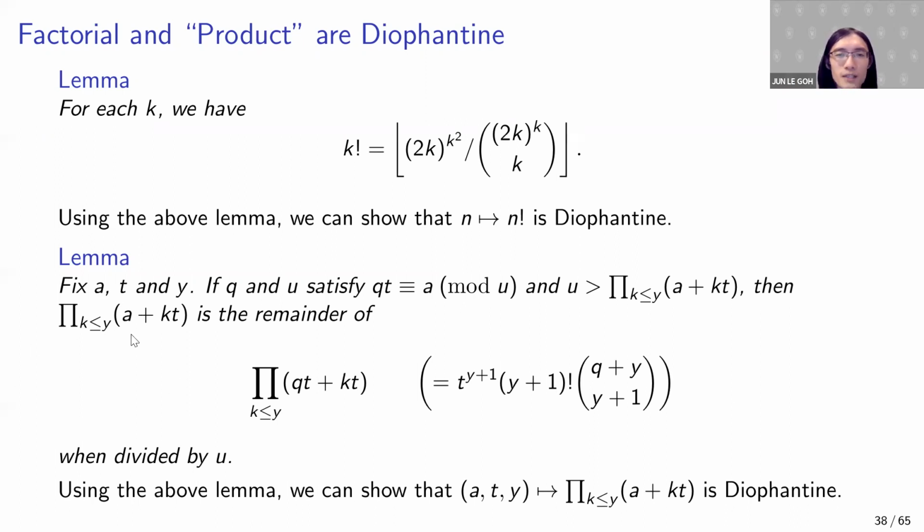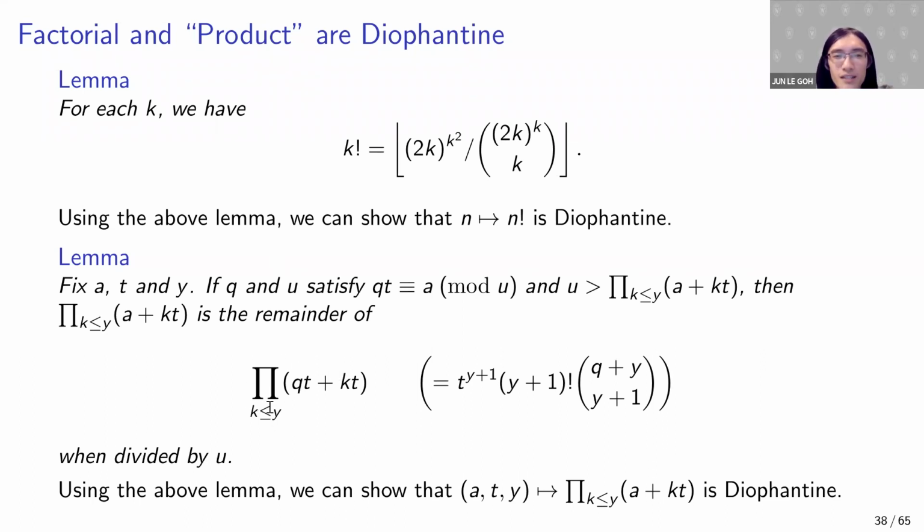Now, how can we define this? Suppose that we have some Q and some U, which satisfy some technical conditions. Then you can define this product by taking a certain number and dividing it by U and taking the remainder. Now, this number here, I've written it as a product of the form that we want to define. So you might think this is suspicious, because how do we know this is Diophantine? We're trying to show that this is Diophantine in the first place.